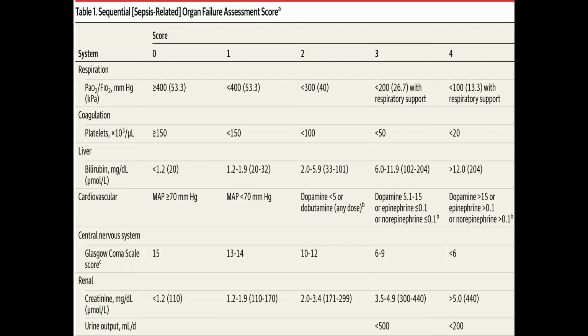SOFA score, the sequential organ failure assessment score. It's a score based 0 to 4, and it's based on six systems: respiratory, coagulation, liver, cardiovascular, CNS, and renal.